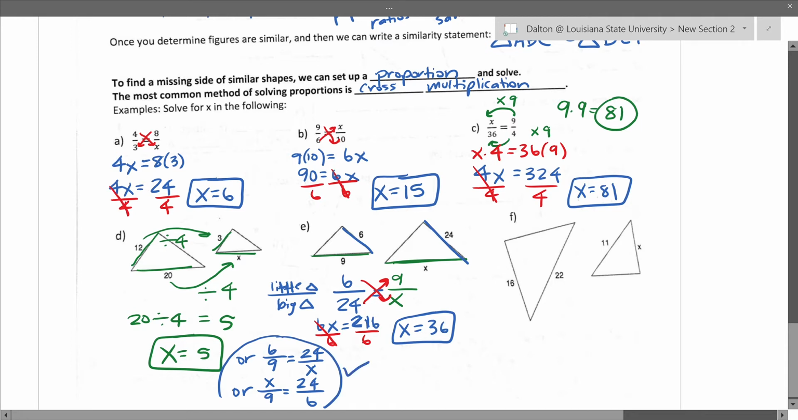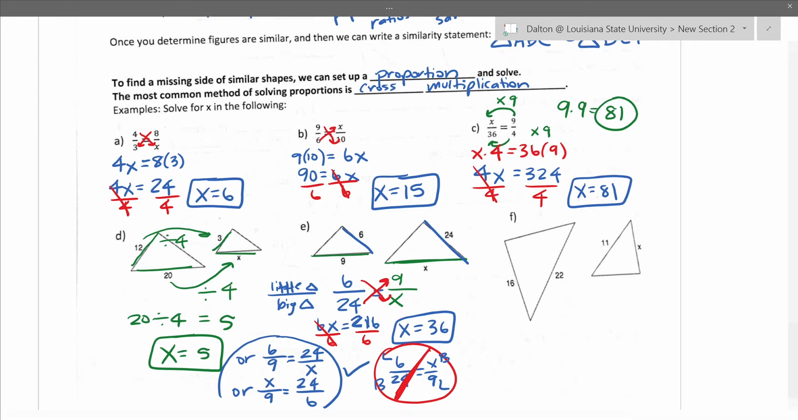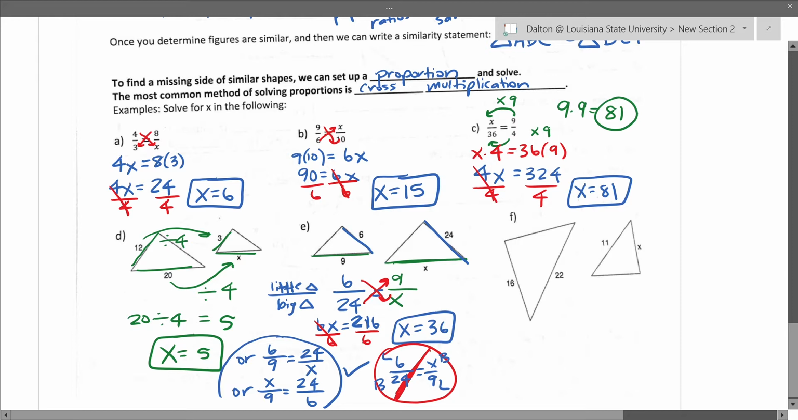But things that you cannot do, you could not set up 6 over 24 equals x over 9, because 6 is the little triangle, 24 is the big triangle, but then x is the big triangle and 9 is the little triangle. So you see how they're crisscrossed like that? That cannot happen. So when you set up a proportion, you have to make sure that the numerators match and the denominators match. Okay? And there are a couple of other incorrect ways that you could set them up as well. So that was just one example.